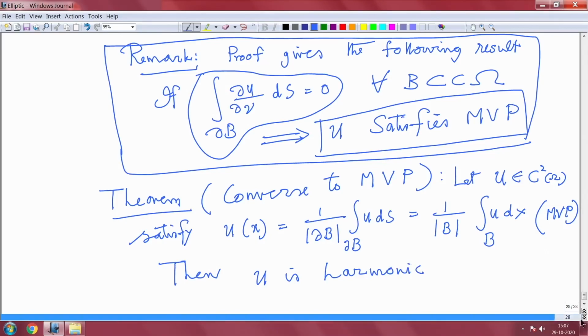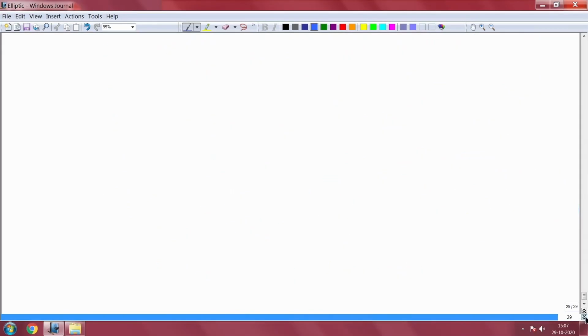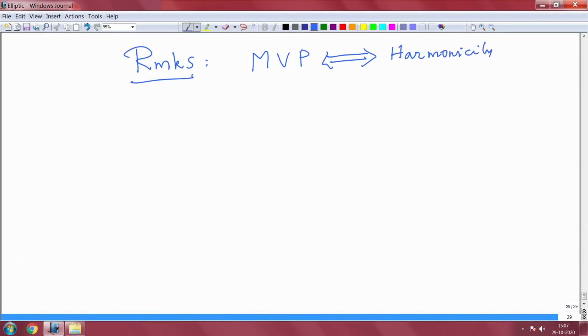So let me make a comment now, which we may not prove here, remarks. This converse implies in some sense that the mean value property is equivalent to harmonicity. That is a crucial thing. If it is harmonic, the mean value property is satisfied. Conversely, if u is twice differentiable and the mean value property is satisfied, then the Laplacian of that u is equal to 0. In other words, u is harmonic.